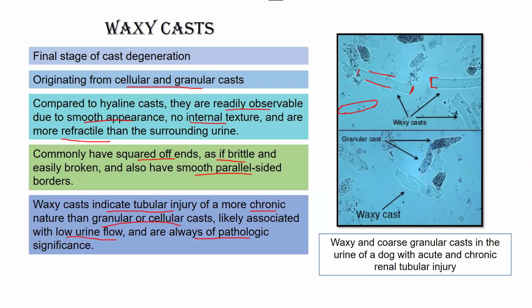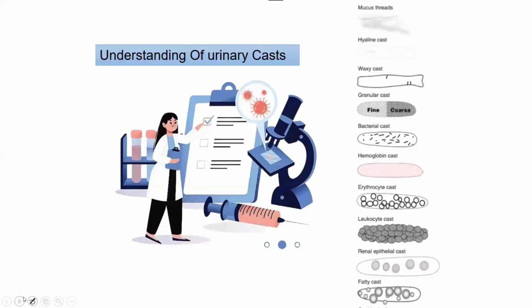And this picture you are seeing over here has not only waxy cast, but it also shows granular cast in it, like this one. And this is a urine sample of a dog, and it indicates acute and chronic renal tubular injury. So this was all about all types of cast.